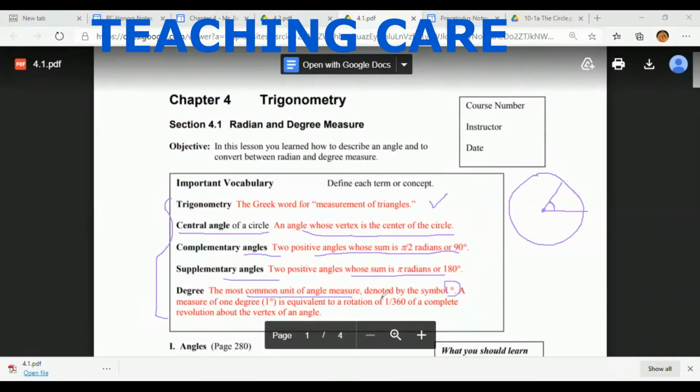Okay, fine. So a measure of 1 degree is equivalent to a rotation of 1 over 360. That means 1 complete revolution has happened. Because in a circle we start from 0 and we end up at 360 degrees. That's why it's 1 upon 360. Okay, yes, George, got it?